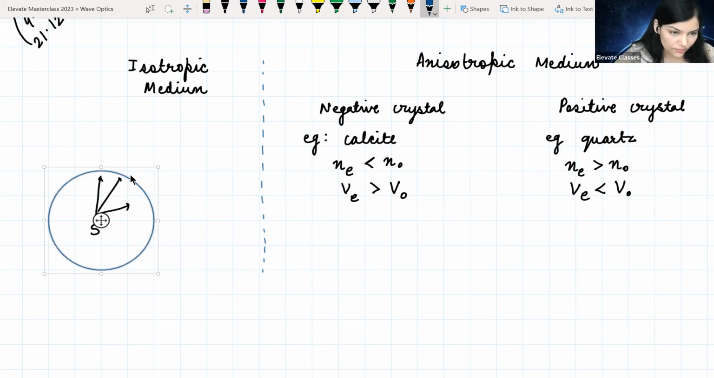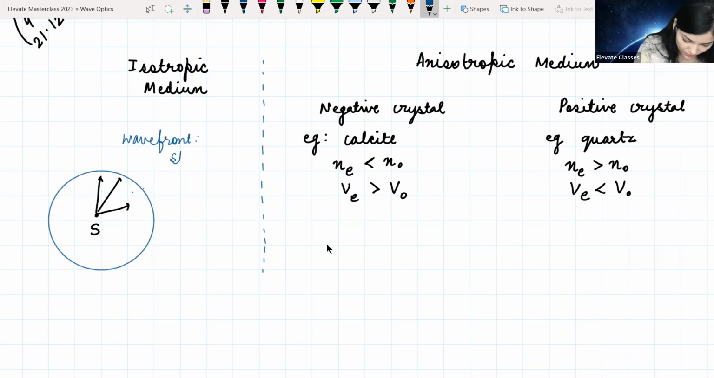Move क्यों नहीं हो रहा? Okay, it's not moving, but okay. So what I mean is that I have the wavefront. If I consider an isotropic medium, so जो wavefront form होगा light का, that is going to be a spherical wavefront.